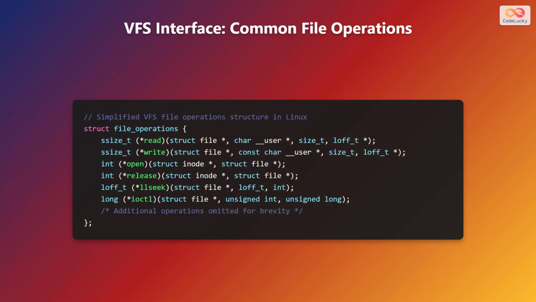Let's explore the common file operations in a VFS interface. This simplified VFS file operation structure in Linux includes functions such as read, which reads data from a file, write, which writes data to a file, open, which opens a file, release, which closes a file, llseek, which changes the file offset, and ioctl, which performs device-specific control operations.